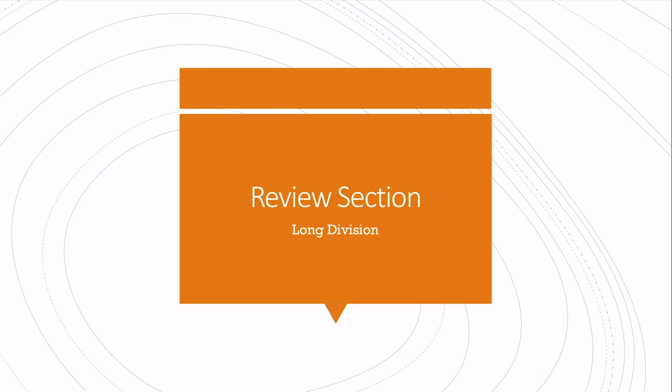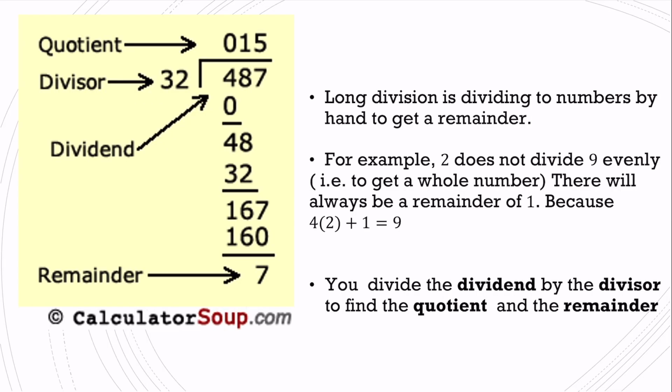So let's remember the process of long division, and then we're going to see how that compares for dividing polynomials by a binomial. So friendly reminder that long division is the process of dividing two numbers by hand to get a remainder. For example, 2 doesn't divide 9 evenly. We're always going to have a remainder of 1 because 9 is an odd number, and I could rewrite 9 as 4 times 2 plus 1.